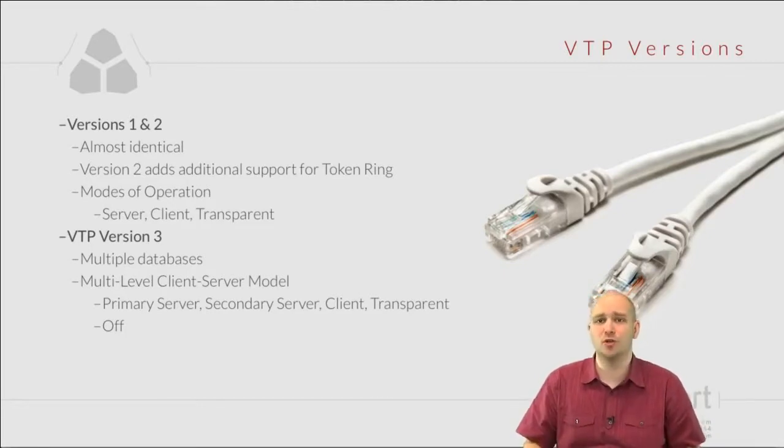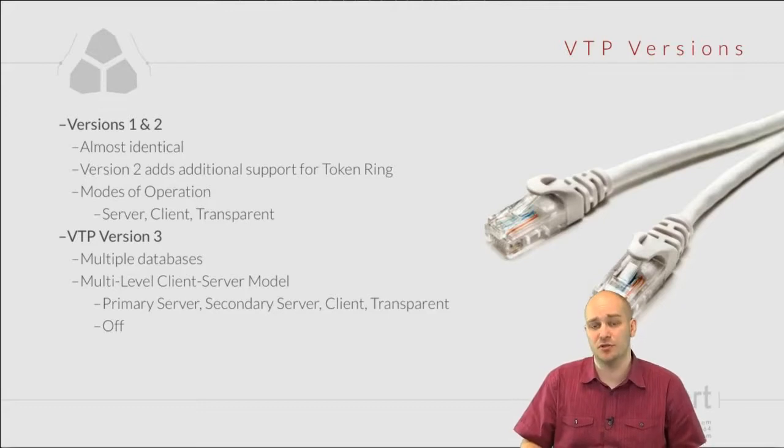VTP versions 1 and 2 operate in three modes of operation: client, server, and the transparent switch. I'm going to talk about modes of operation in just a minute. VTP version 3, on the other hand, is much more complex. With VTP version 3, we have support for multiple databases. So it's not only the VLAN information that can be propagated, we can propagate some other things as well. Again, this is something that I'm going to talk about in more detail in one of the subsequent, more advanced videos.